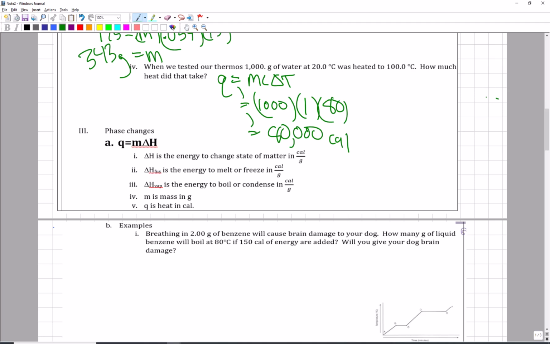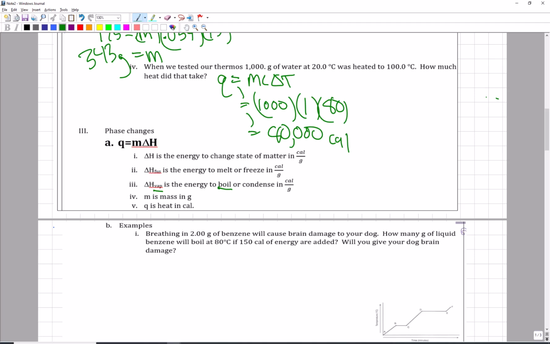So phase changes, solid to liquid, liquid to gas, the boiling, the condensing, all that stuff. Q equals M delta H. Okay, delta H is the energy to change the state of matter. Delta H fusion is the energy to melt or freeze. Delta H vap is the energy to boil or condense. This stands for vapor. Boiling has gases. Vapors are gases.